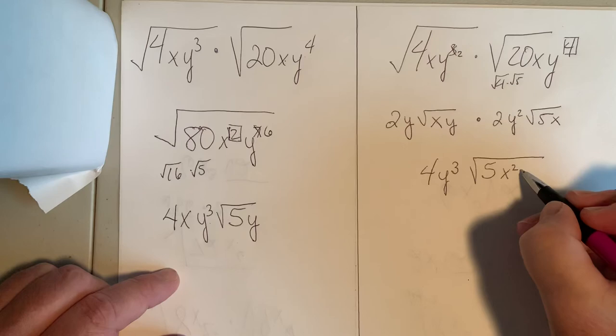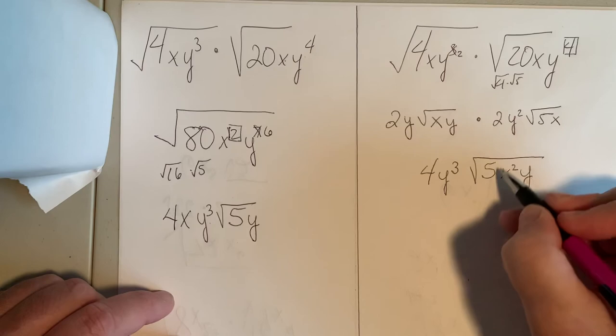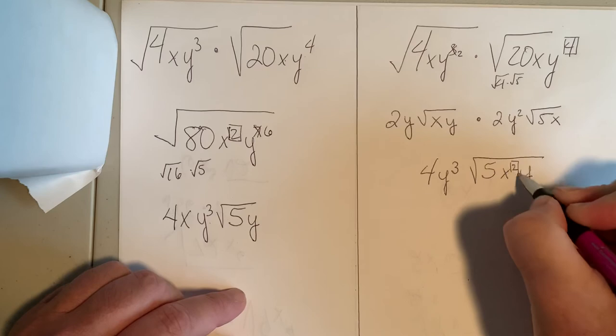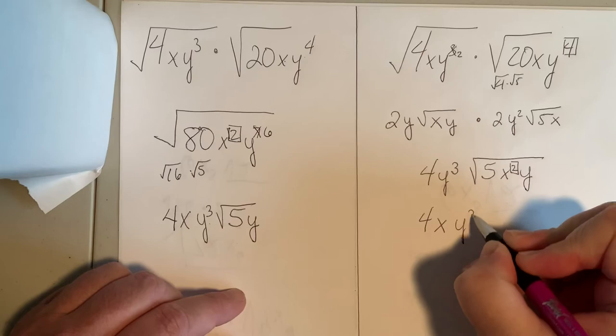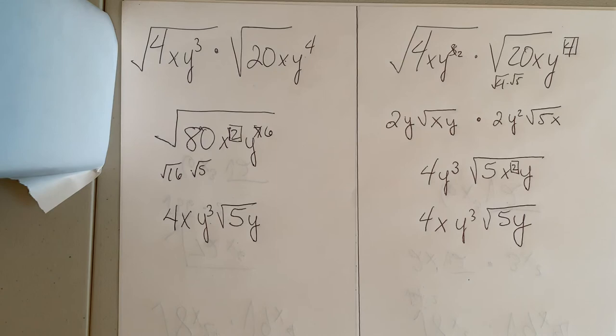So there you go. And then lastly, you got to remember that this x squared is not, you know, simplified. So what do we need to do? It needs to half it. Okay, this is a perfect square. So it comes out here. There's my x, y to the third, 5y. All right, guys, I know this is kind of lengthy, but this stuff is getting a little bit tougher.